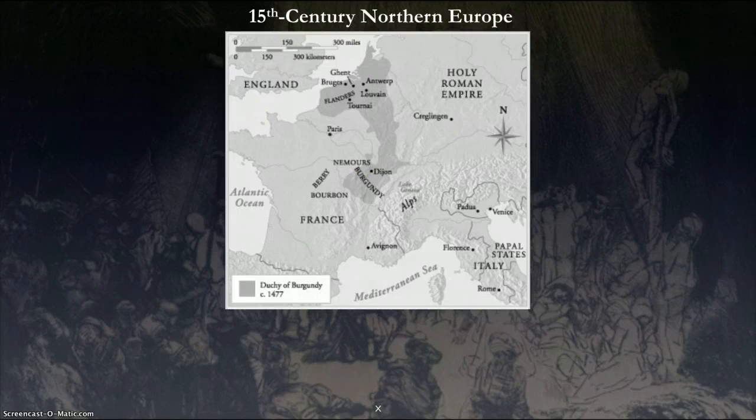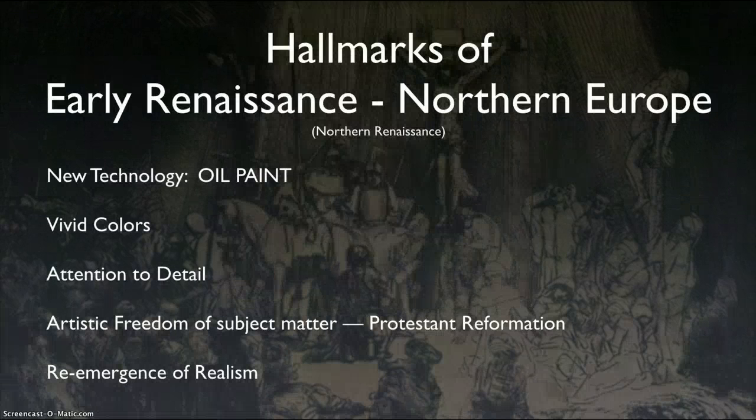So let's talk about the hallmarks of early Renaissance in Northern Europe. I'm calling this Northern Renaissance. The book doesn't necessarily call it that. I like to divide it up that way. The text is doing more Europe versus Italy. I'm going Northern because it is Northern Europe. So a new technology is coming, and it's oil paint. To us today, oil paint is everywhere.